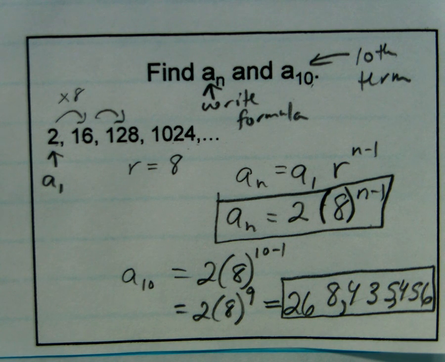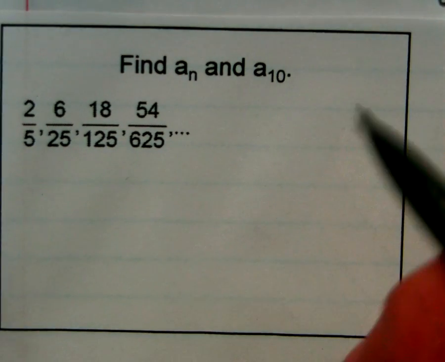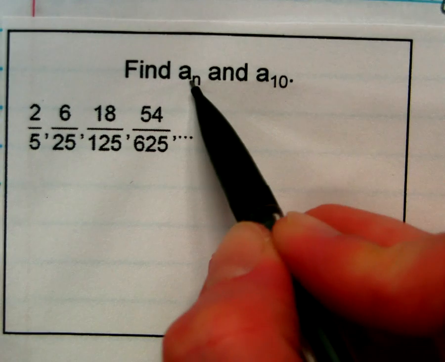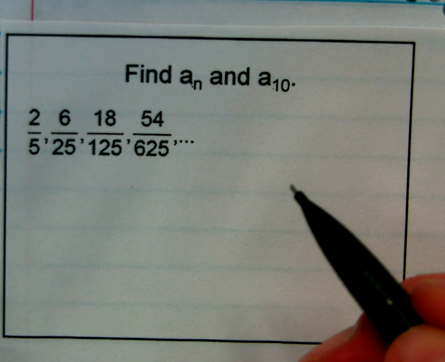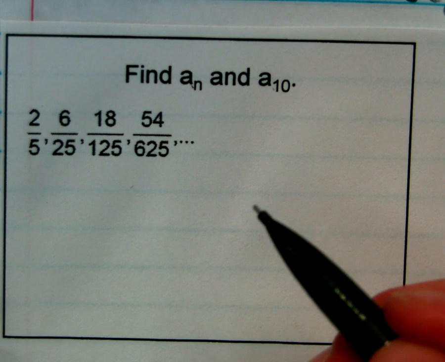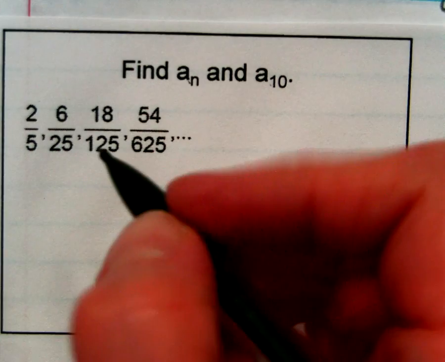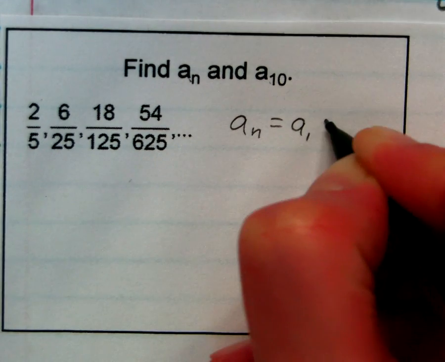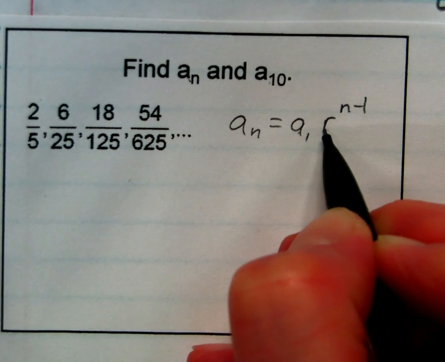Okay, so let's flip over to the next slide. So same thing, they want us to find the formula, they want us to do the 10th term, except we've got fractions. Don't let that scare you, it isn't really that big a deal. So the first thing we have to do is, we know that our formula, an, is a1 times r to the n minus 1 power. So we have to find the first term and r.